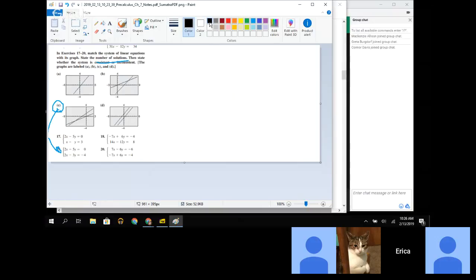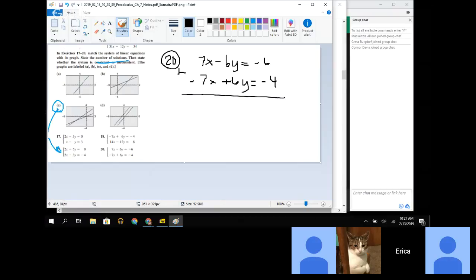So let's look at number 20. We have 7x minus 6y equals negative 6, and we have negative 7x plus 6y equals negative 4. All right, happy dance. I don't even have to do anything. I just add them together, right? 7x plus negative 7x is 0. Negative 6y plus 6y is also 0. But when I add these together, I get 0 equals negative 10.